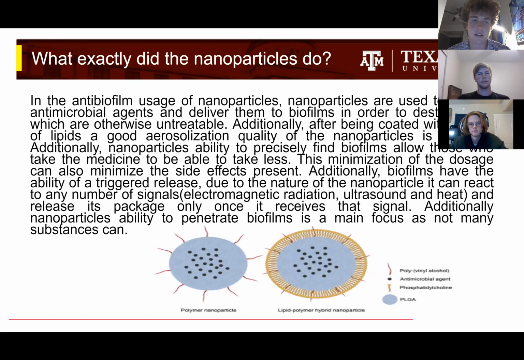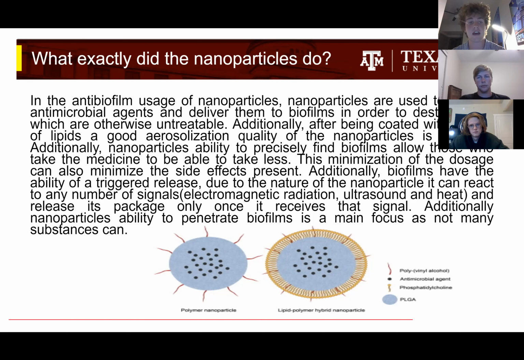Okay, so what exactly did the nanoparticles do? In the anti-biofilm usage, nanoparticles are used to contain antimicrobial agents and deliver them to biofilms in order to destroy them, which are usually otherwise untreatable. Additionally, after being coated with a layer of lipids, a good aerosolization quality of the nanoparticles is ensured. Additionally, nanoparticles' ability to precisely find biofilms allows those who take the medicine to be able to take less. This minimization of the dosage can also minimize the side effects present.